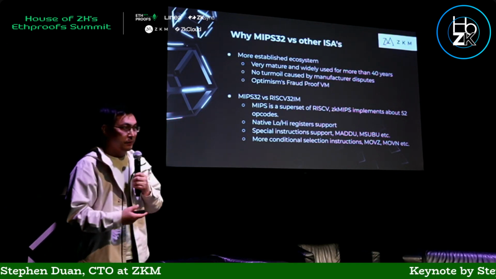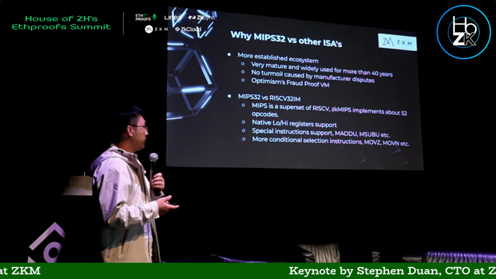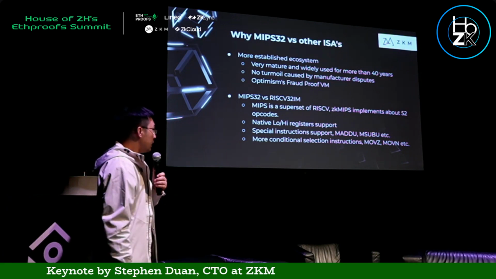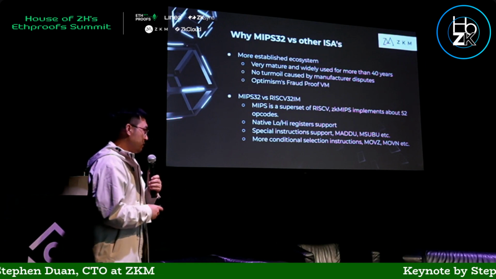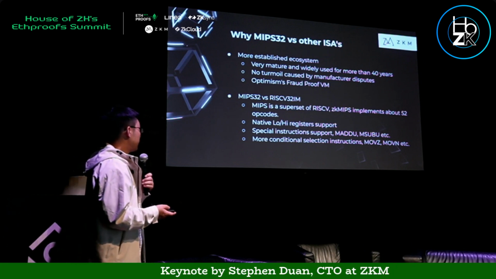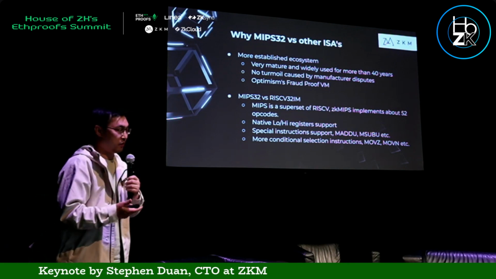So why MIPS? For general purpose zk virtual machines, most people are using RISC-V right now. Of course, some use Wasm, but I believe most use RISC-V. But we believe MIPS has a more established ecosystem, both in its history and in real production use cases. For example, Optimism's fraud proof is already in production, and the underlying virtual machine is MIPS-based.